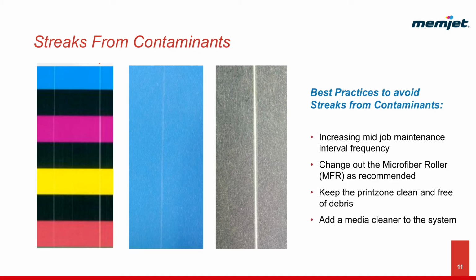Our best practices for avoiding streaks from contaminant is to address it preemptively by making small adjustments to the maintenance routines. For example, increase the mid-job maintenance frequency intervals. Change out the microfiber roller as recommended. Keep the print zone clean and free of debris. Add a media cleaner to the system if you have a particular media that's causing issues. If the system's not fitted with this device, consult your support team for additional information.